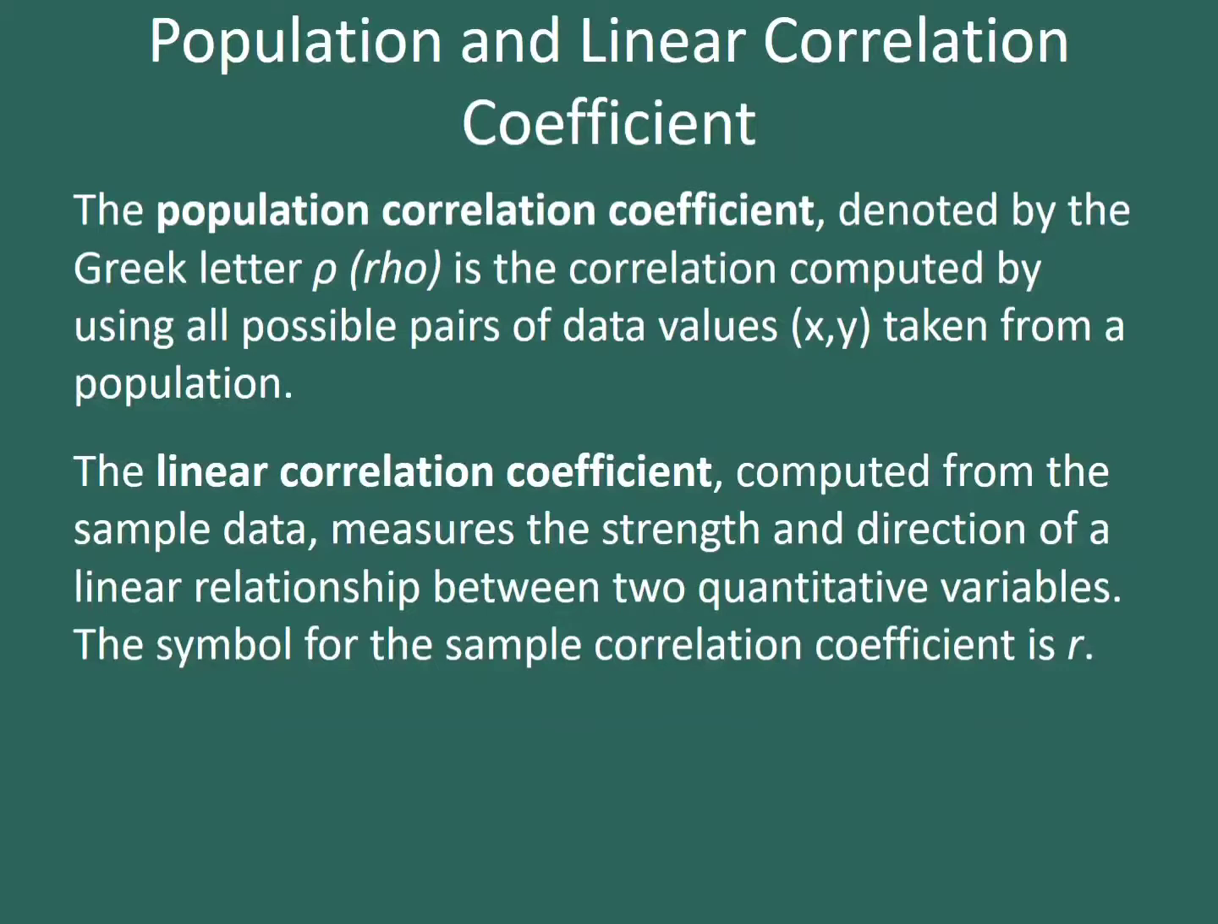So in some cases we know every data point, so we use every single data point. In some cases we may not know every data point, but we use as many data points as possible. The linear correlation coefficient computed from the sample data measures the strength and direction of a linear relationship between two quantitative variables. The symbol for the sample correlation coefficient is r.